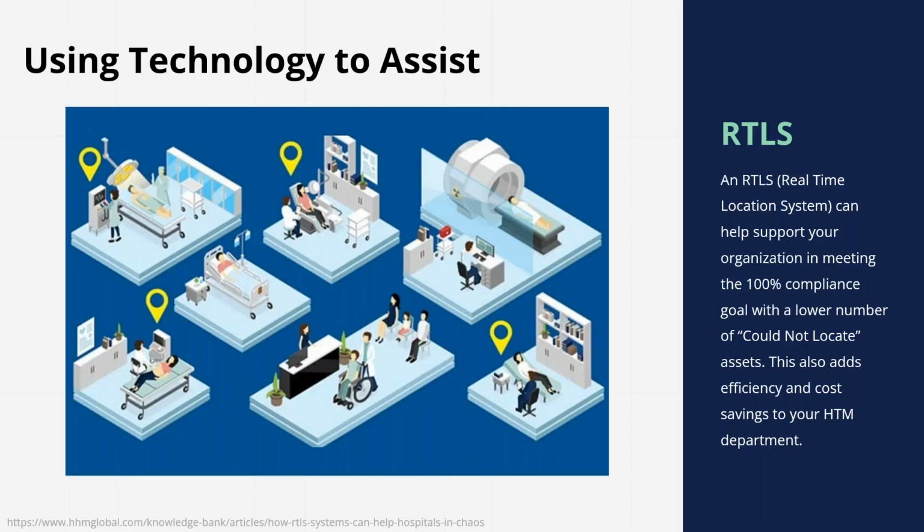So one thing you could do, when you can't find it though, that's the other key. What happens when you can't find it? How do you locate it? Using technology to assist. So one item is an RTLS system, real-time location system, and it can help you find equipment. So anyone here using an RTLS system, maybe about half the room, anyone here find it reliable?